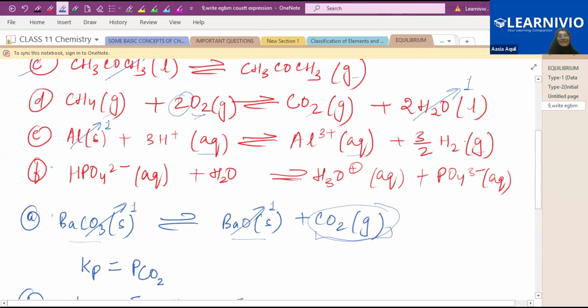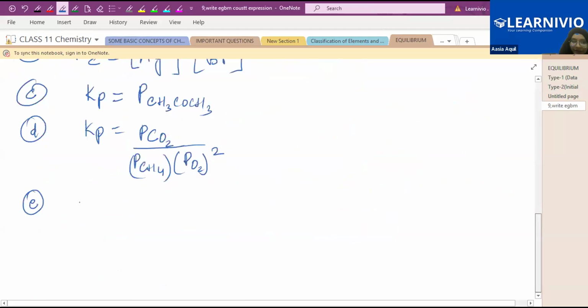We use Kp in that equation where all the species are in gaseous phase. Just remember that. Here, only one species, which is H2, is in gaseous phase, but the remaining ones are in aqueous phase. So you will not consider writing the Kp. You will write Kc for that. Kp we use only when all the species are in gaseous phase and we will take the pressure of all the gases. But if all the species are not in the gaseous phase, you will write Kc for that.